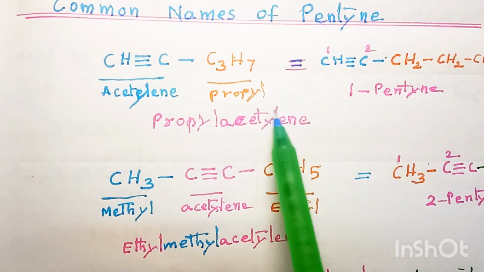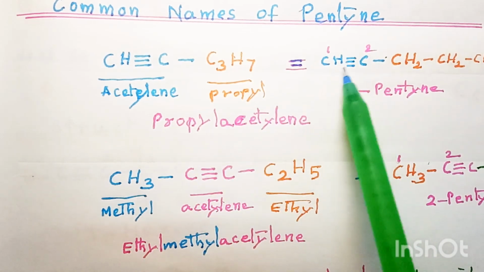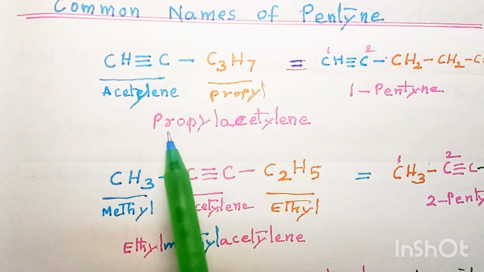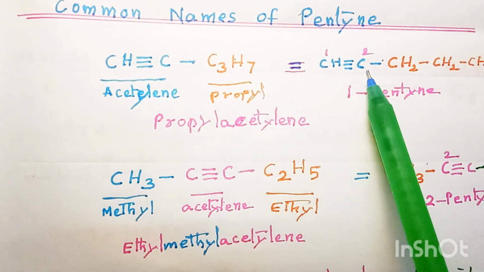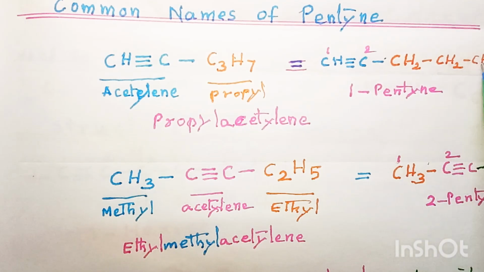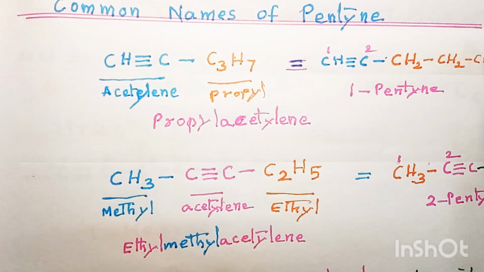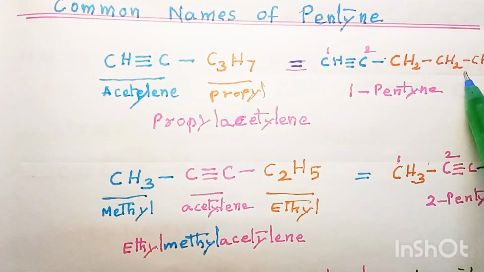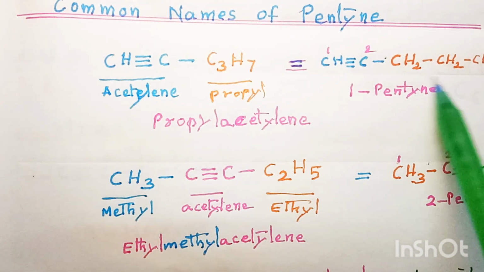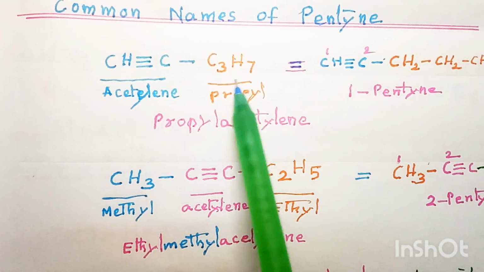1-pentyne can be written as propyl acetylene because after the acetylene group we have 3 C's. 3 C's is propyl. So it will have how many hydrogen atoms? 7 hydrogen atoms. So this is the propyl part.